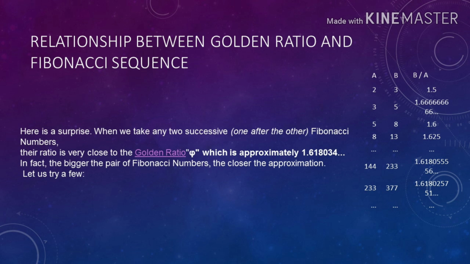Relationship between golden ratio and the Fibonacci sequence. When we take any two successive Fibonacci numbers, their ratio is very close to the golden ratio. In fact, the bigger the pair of Fibonacci numbers, the closer the approximation. For example, when we divide 5 by 3, we get 1.6 bar. But when we divide 377 by 233, we get 1.61, which is very close to the golden ratio. Thus, the bigger the pair of Fibonacci numbers, the closer the approximation to the golden ratio, which is known by its Greek symbol phi.